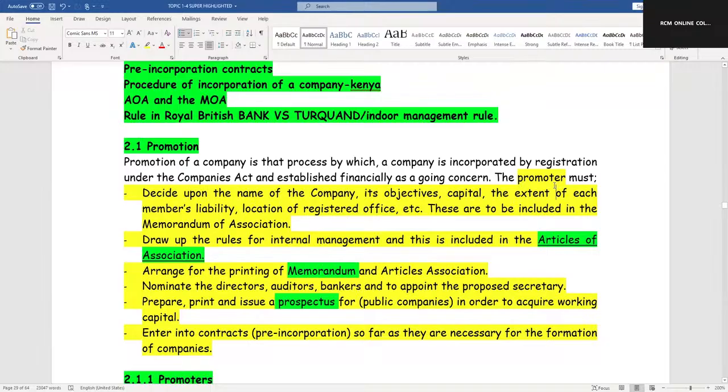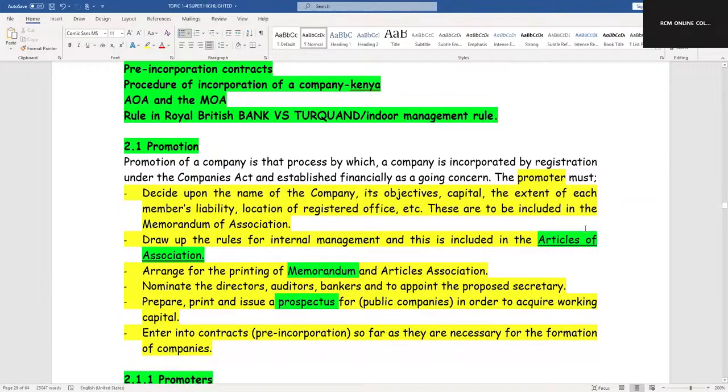He will prepare what we call our prospectus. In this case, he is forming a public company. Remember, we said there are a number of types of companies that can be formed. We can have a limited company, we can have unlimited, we can have public, we can have private. Assume he is forming a public company. Remember, we said a public company can invite members of the public to buy into its shares. So he will prepare something we call a prospectus. What is a prospectus? It is simply a notice, an advertisement, inviting members of the public to buy into the shares of the company. We call it a prospectus.